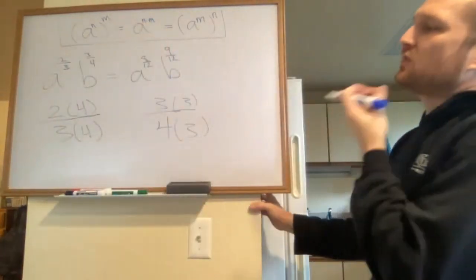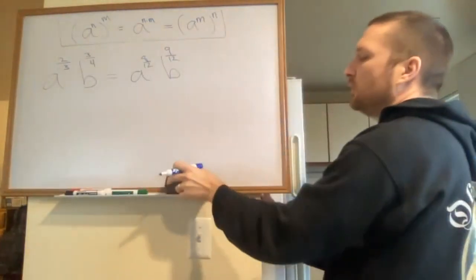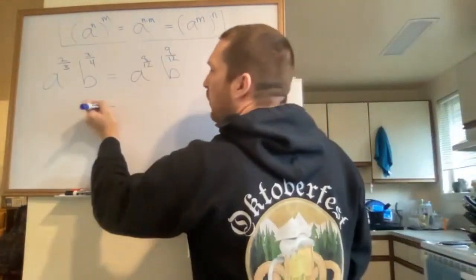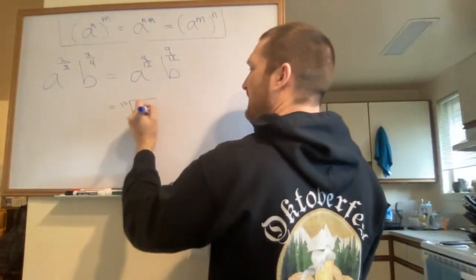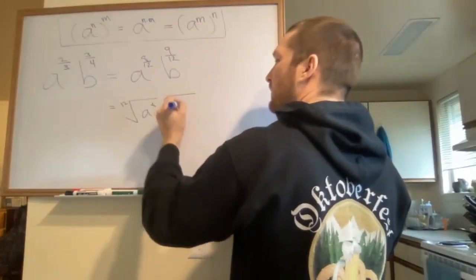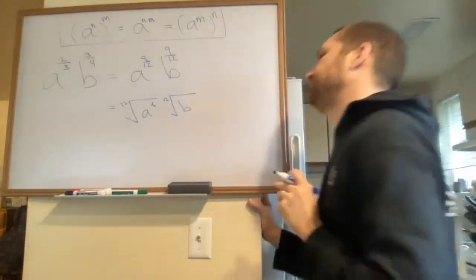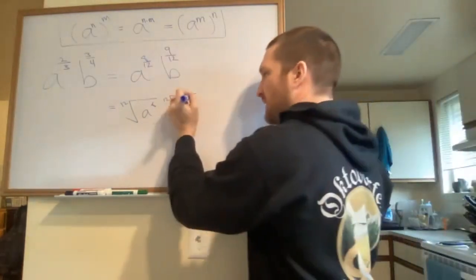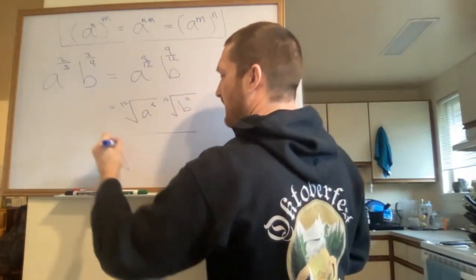So now we could go through and say, aha, now we have a common root. This is the 12th root. And so I'm going to rewrite this as the 12th root of a to the 8th, and we could rewrite this as the 12th root of b to what power? To the 9th. They have a common root. So I could rewrite it like that.